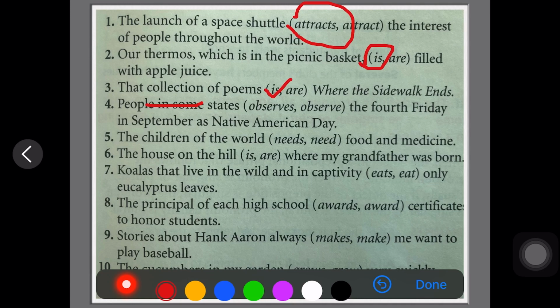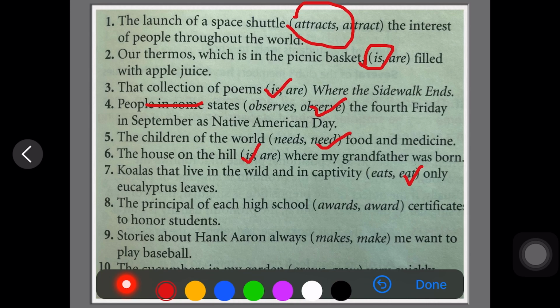People in some states observe or observes. People is plural, so it's going to be observe. The children of the world need or needs. Children is an irregular plural form, so it's going to be need. The house on the hill. House here is singular, so it's going to be is. Koalas that live in the wild and in captivity eat or eats. Koalas here is plural, so it's going to be eat.